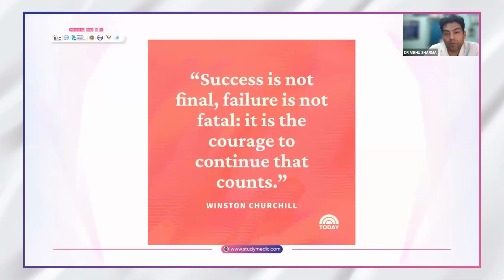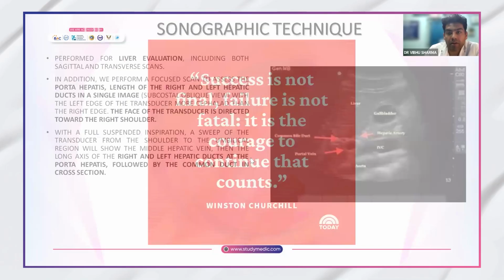So this is a famous quote by Winston Churchill that success is not final, failure is not fatal. It is the courage to continue that counts. Starting with this.